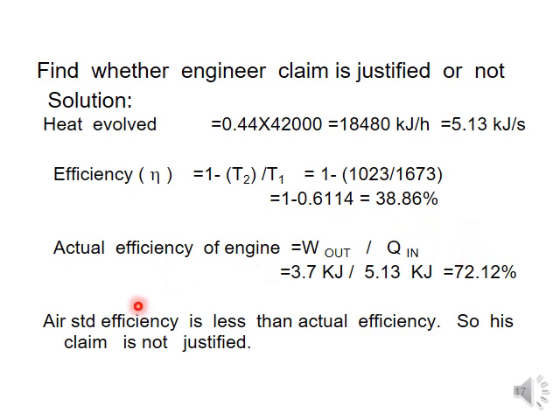Here the actual efficiency is greater than the efficiency of the Carnot cycle, because the efficiency of the Carnot cycle is 38 and actually 72. So here the actual efficiency is more than that of the efficiency of the Carnot cycle. So the claim is not justified. The claim is justified only when the air standard efficiency is greater than the actual efficiency. Here air standard efficiency is less than the actual efficiency.